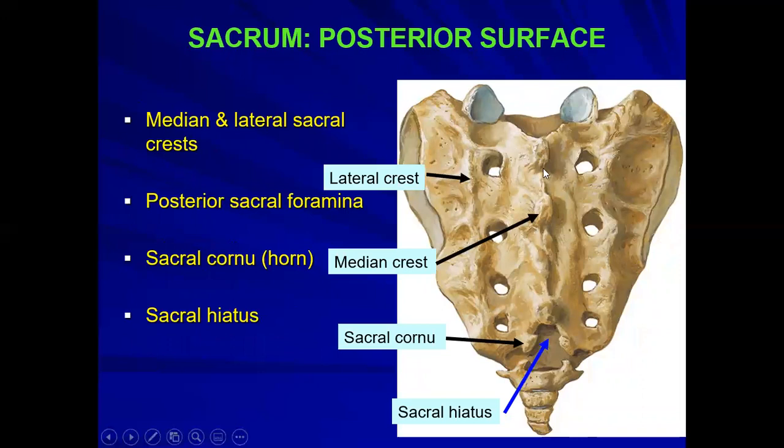And then on the posterior surface, if you compare the anterior surface with the posterior surface, the anterior surface is smooth, but the posterior surface is rough. These are the bony landmarks present on the posterior surface of the sacrum. We have the median sacral crest and the lateral sacral crest. These are the elevated portions present on the posterior surface of the sacrum. And then we have the posterior sacral foramina, and then the sacral cornua, or horn, which are projections. And then we have the sacral hiatus. This is the sacral hiatus.